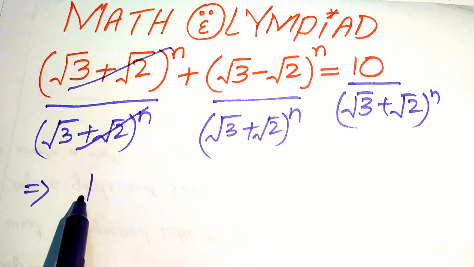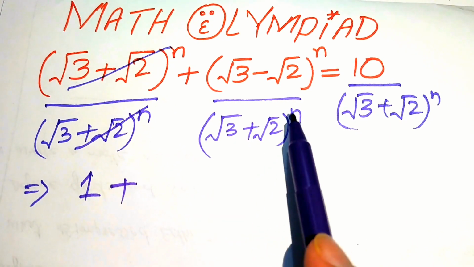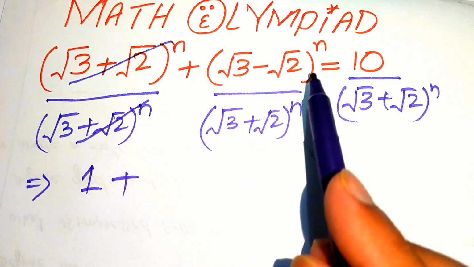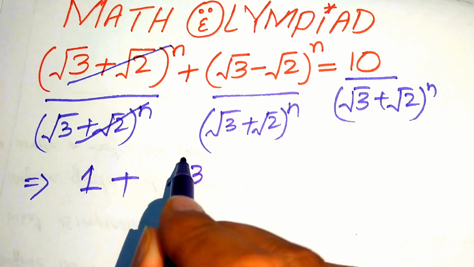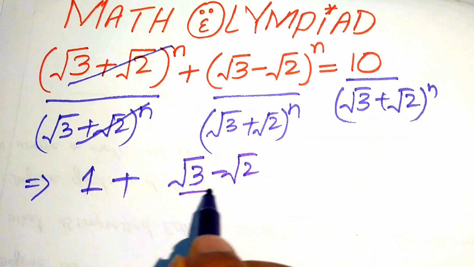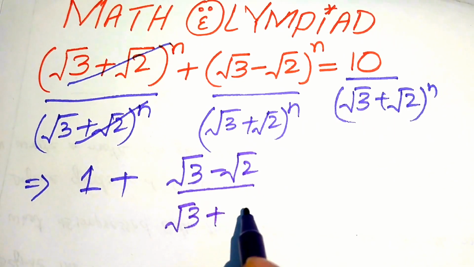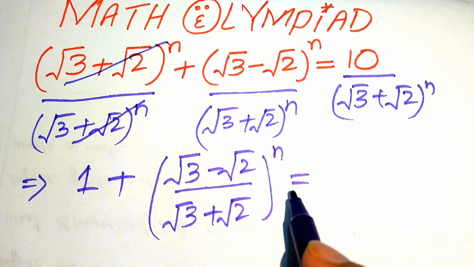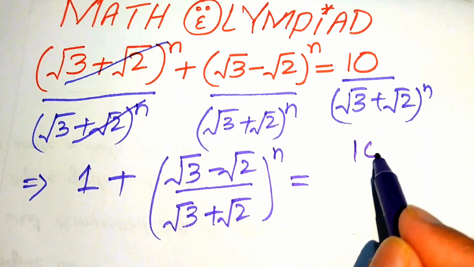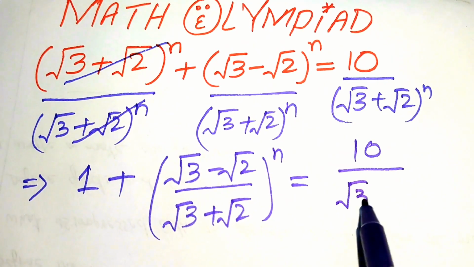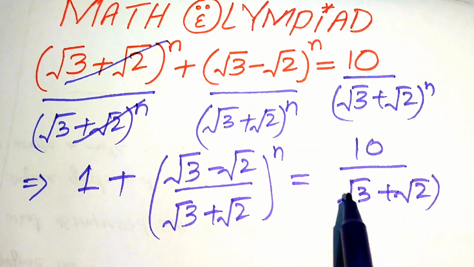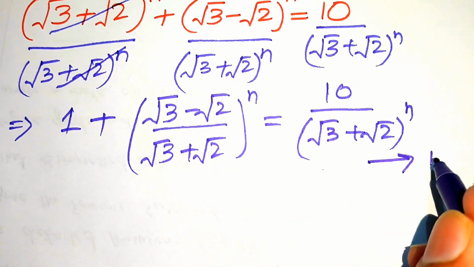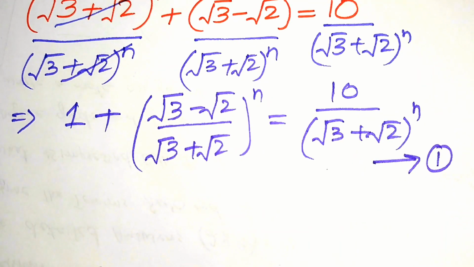So here we get only 1 plus, and you see that the exponents on both of these terms are the same, so we combine the exponent and write it as ((√3 − √2)/(√3 + √2))^n equals 10 divided by (√3 + √2)^n. We call this equation number 1, and here we need some simplifications.